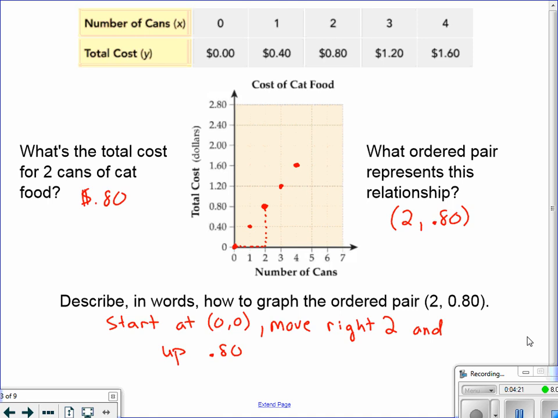Then the last thing on this slide, it said describe in words how to graph the ordered pair. So it's just what I said when I graphed the ordered pair 2 and 80 cents. You start at the 0, 0. We went right 2, and then from there we went up to the 80 cents, and then we made our point.